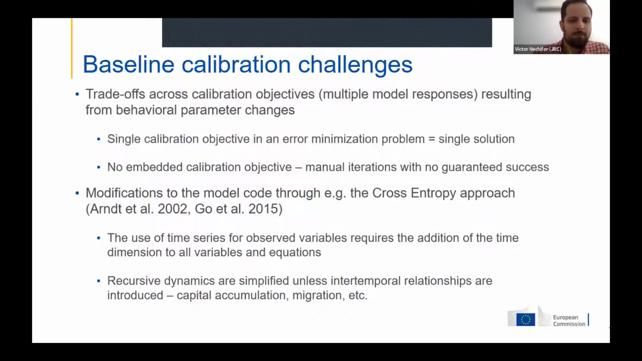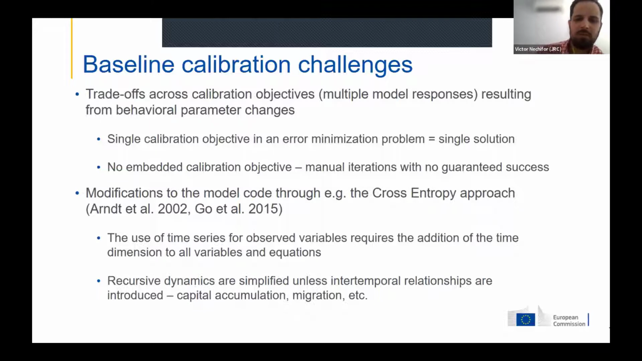Now, then there's another practice where we don't use such a calibration objective at all, and then it goes down to labor-intensive work where we're trying to play around with behavioral parameters and get some results, and then hope that the overall error will be reduced. Manual iterations with no guarantee of success. We might miss the space of parameter values that might really reduce the overall error.